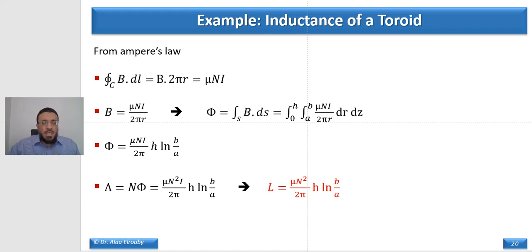Then for the total linkage, we multiply this by N. So we have N phi, and this is the total linkage. We divide by the current. Then we have the inductance of a toroid. You can use this result if you need to wind your own toroid to build an inductor. You can use this formula here to calculate the inductance of your coil.